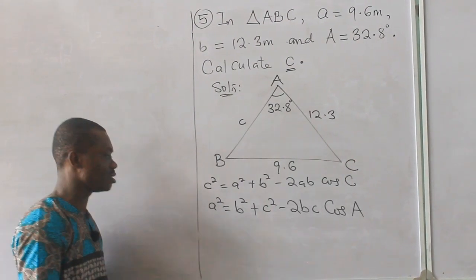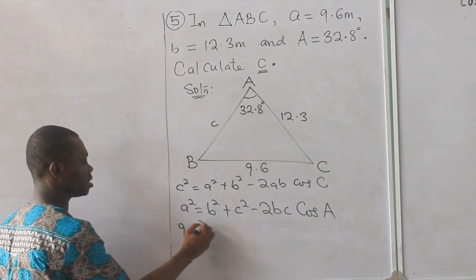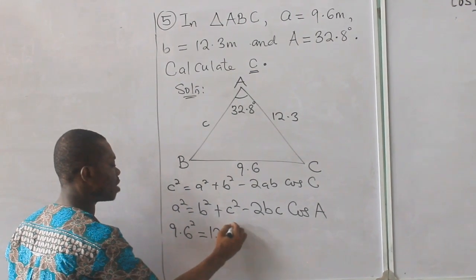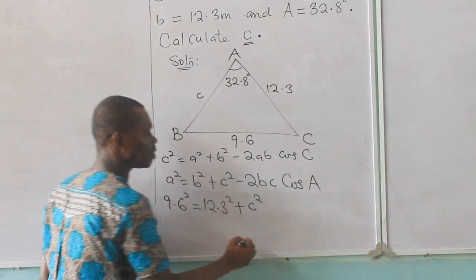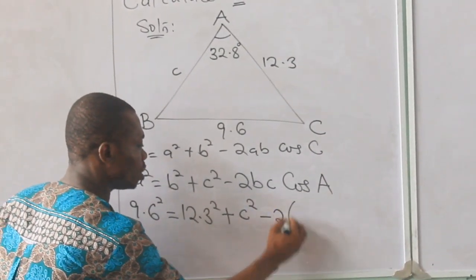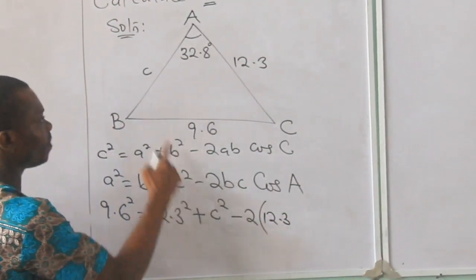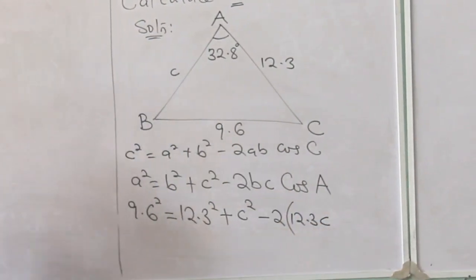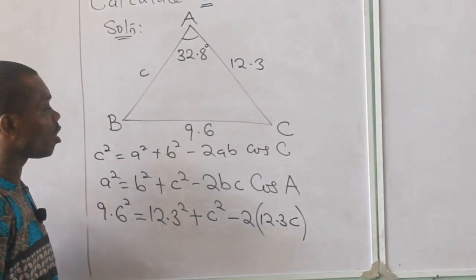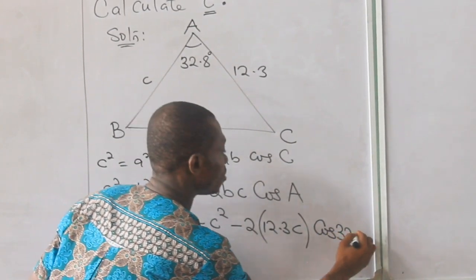So let's kindly do that. So what is our A? Our A is here, which is 9.6 squared. Then equal to B, which is 12.3 squared. C is not given, but we can keep it this way. So here we now have 2 into my B, which is 12.3, then multiplied by C. So I can just leave it as 12.3C. And that is multiplied by the cos of 32.8, which is A.